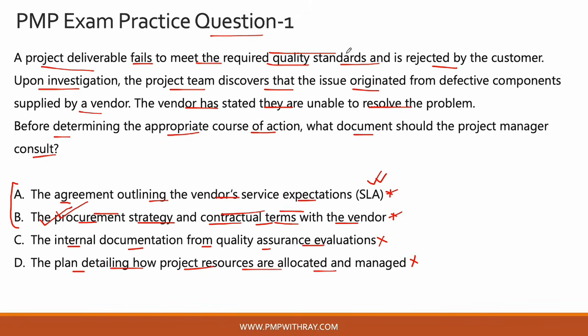And the customer can also be wrong sometimes. It is not always true that the customer is always correct. So then you need to coach and educate the customer as well. That kind of information will be part of your procurement strategy and contractual terms, not part of your SLA. So the correct answer to this question is option B. Option A is a very close answer choice, but it's an incorrect answer choice.